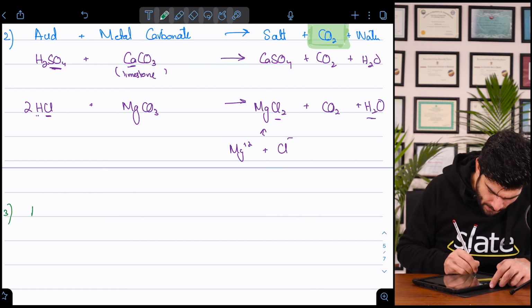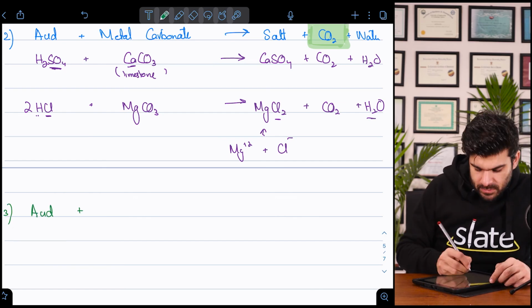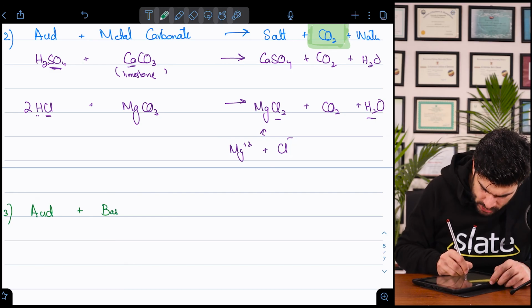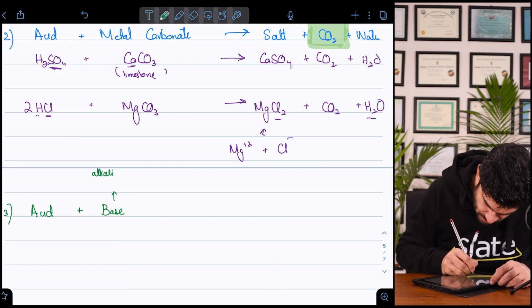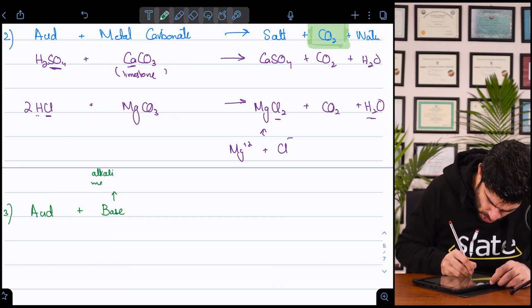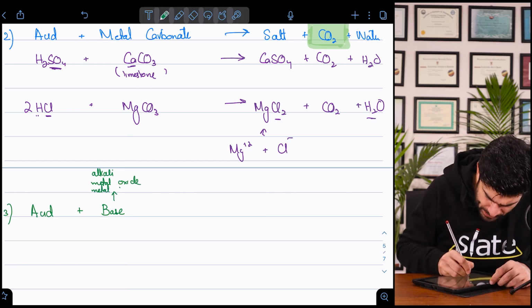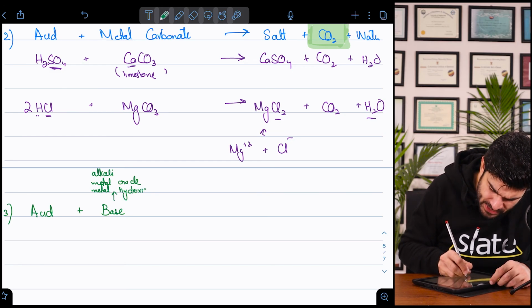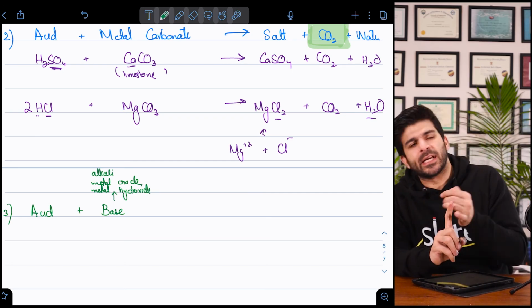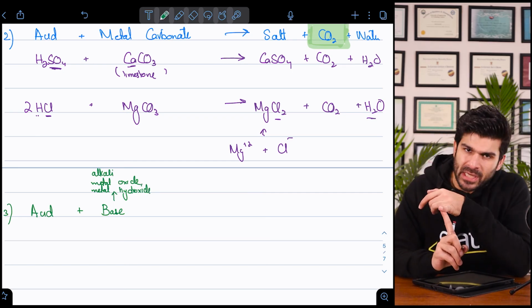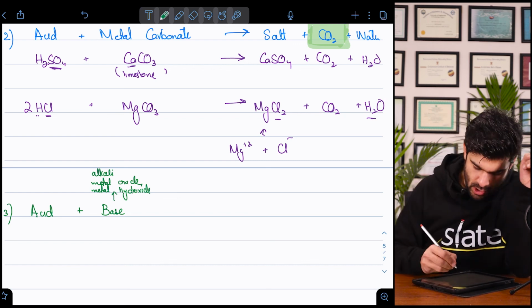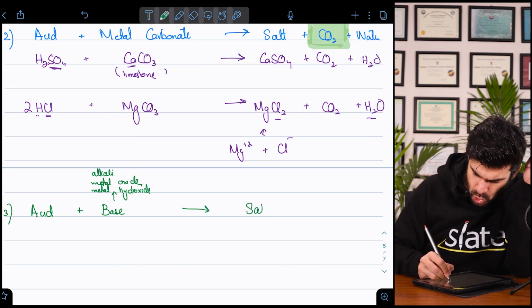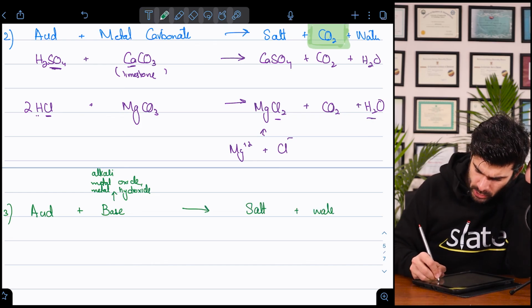Last equation, acid plus base, or there are other terms used for that: alkali, metal oxide, metal hydroxide. You can get various terms in the exam. They can call it metal oxide, they can call it base, alkali, or metal hydroxide, but the reaction will be the same if it's with the acid. What would that be? Salt plus water.